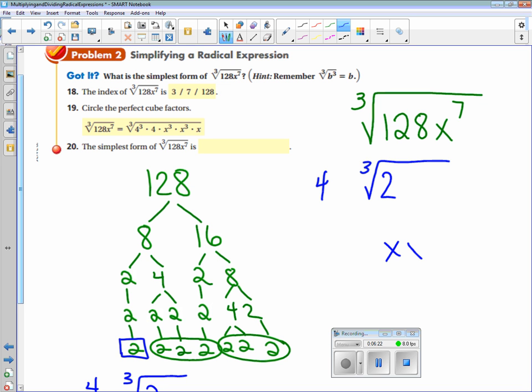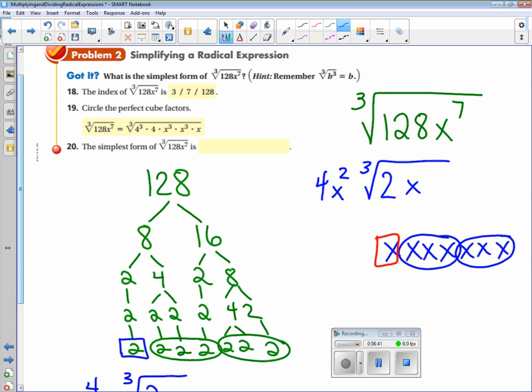I'm going to write down 7 X's. I'm looking for groups of 3. I have one group of 3 and another group of 3. So x squared comes out. Exactly. I have 1 left over, and it stays underneath the radical.